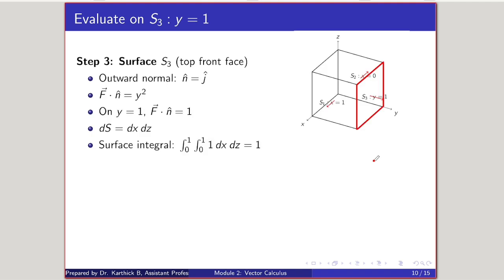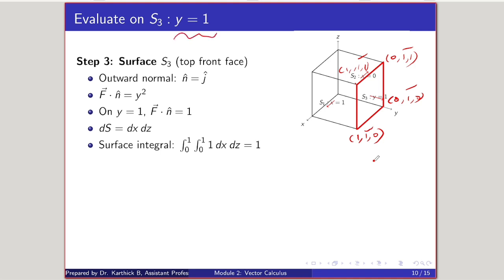It will be the top front face, S3. Here, if you see this, it will be 0, 1, 0. This will be 1, 1, 1. And here it will be 0, 1, 1. And this will be 1, 1, 0. If you see all the points, can you feel y equal to 1? Y remains constant in all the 4 coordinates. So y will be equal to 1.